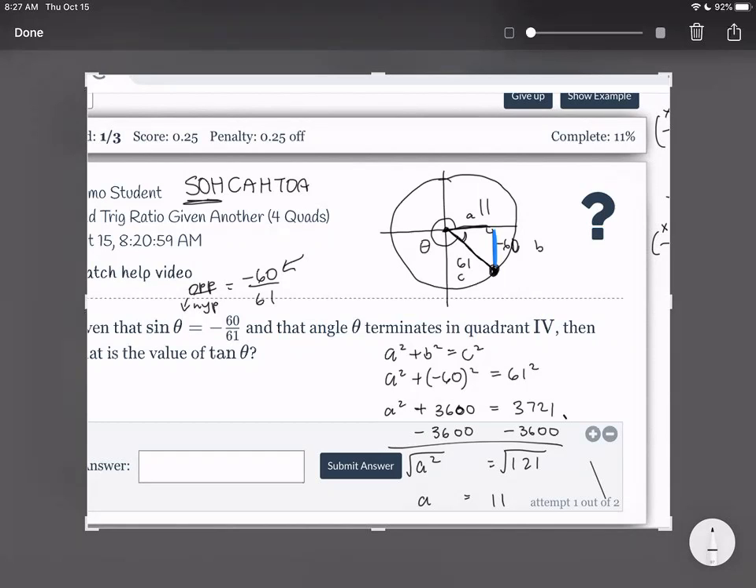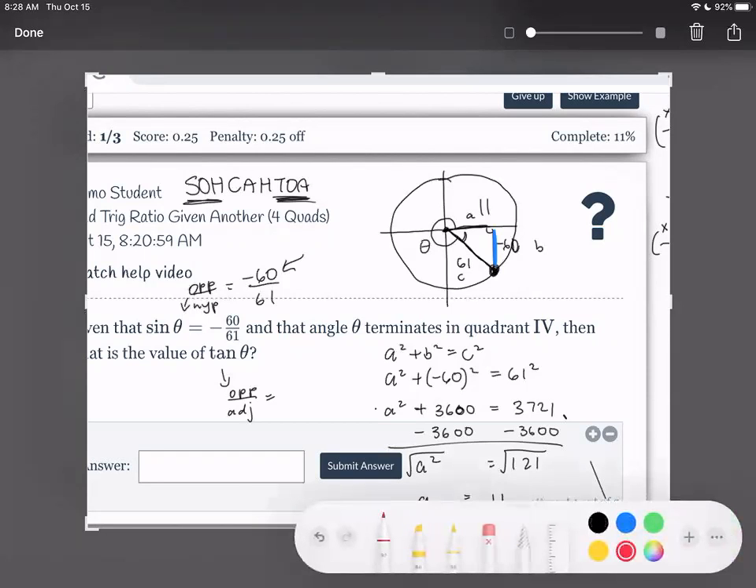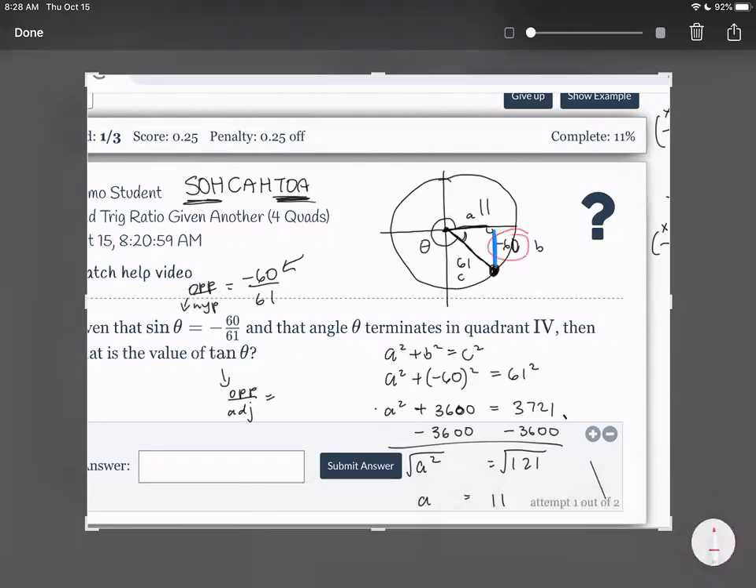All right, next we're going to do tangent of theta. So we have a TOA in SOHCAHTOA to remind us that tangent is opposite over adjacent. And so let's do that. We have the opposite side. Let me just do this in a different color now. We have the opposite side over the adjacent.